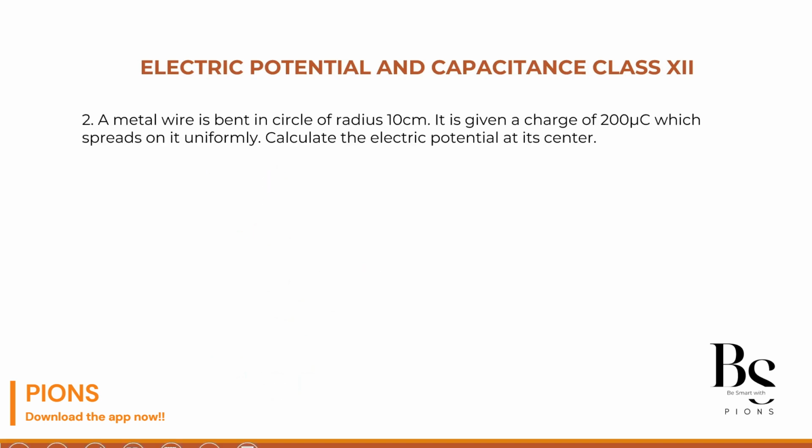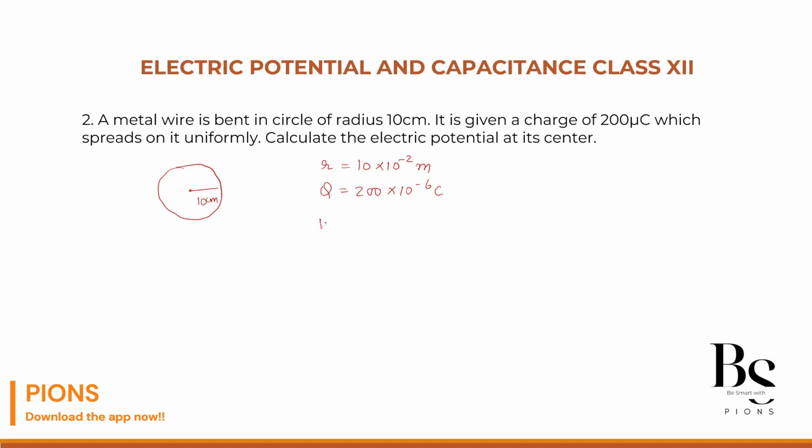Question number 2 says a metal wire is bent in a circle of radius 10 centimeter. So there is a wire over here and the radius of this wire is 10 centimeter. Let me write here, small r equal to 10 into 10 to the power minus 2, so that later I don't forget to convert it into meters. It is given a charge q of 200 microcoulomb. Micro is 10 to the power minus 6 coulomb. So the charge distributed all over this ring is 200 microcoulomb. It spreads on it uniformly. Uniformly means it's not varying. It's uniform all over. Calculate the potential at its center.